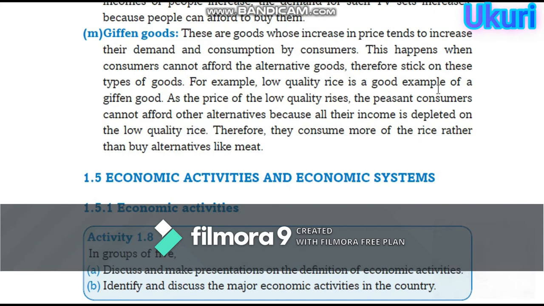Those are Giffen goods. We see that Giffen goods are goods that do not obey the law of demand.